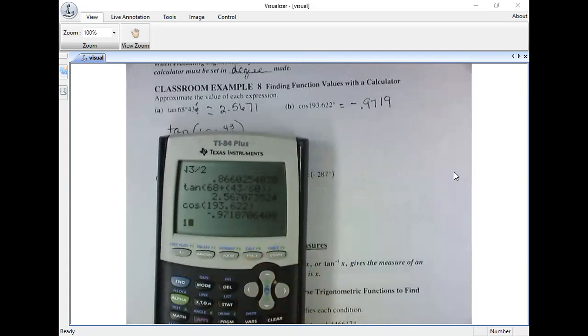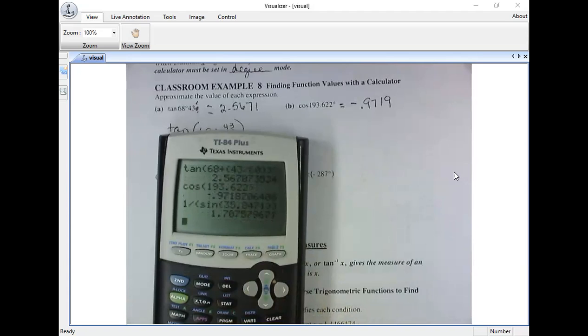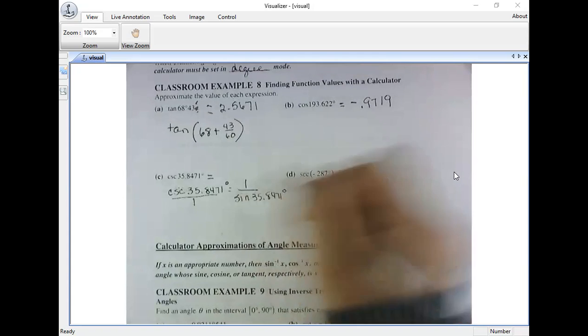Now if I do 1 divided by, I would go ahead and open up a parentheses just to make sure the calculator completely understands the entire denominator will be the sine of 35.8471. And I know it was in the 1st quadrant. I was expecting it to be positive, and it is. Rounded to 4 decimal places, we have what? 1 point? That's it.